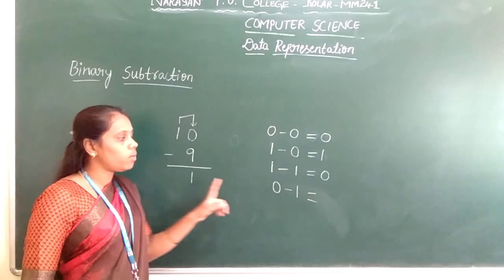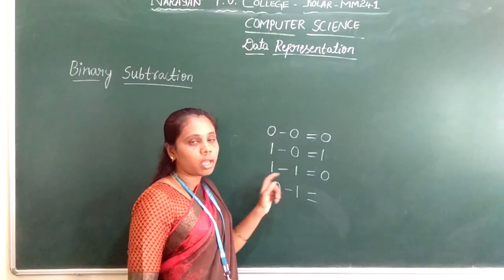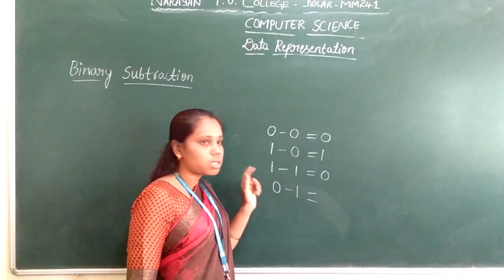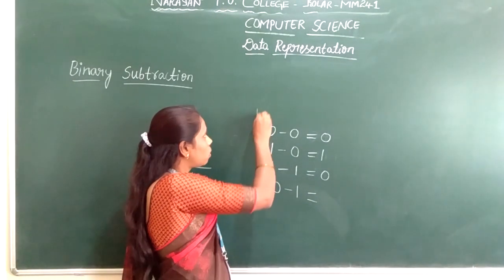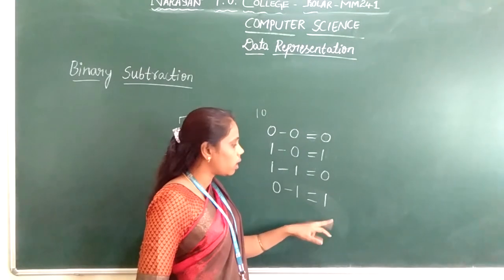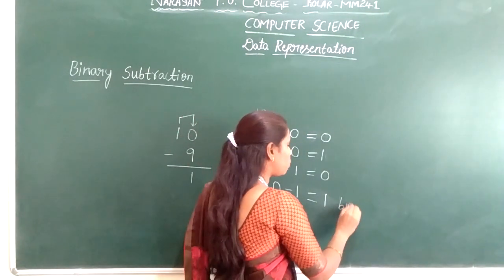In the same way, when we cannot subtract 1 from 0, we need to take 1 from the higher position. In that case, it will become 2. So we have 1, and we can write 1, and you need to borrow 1 from the next higher position.